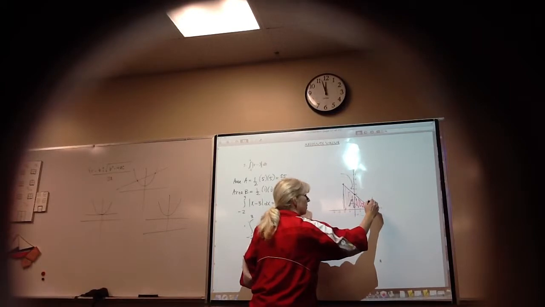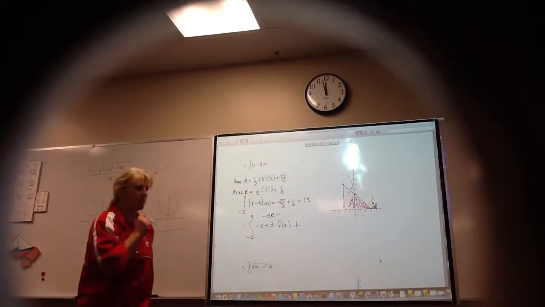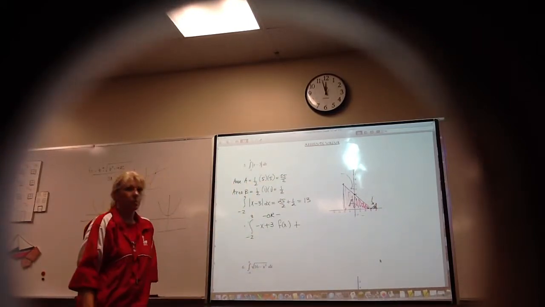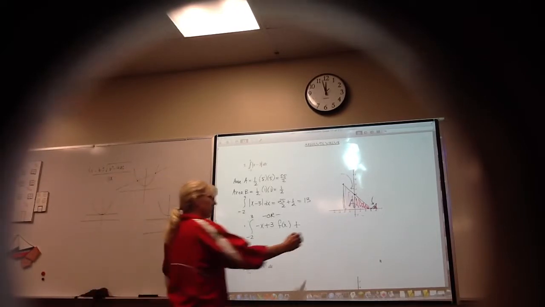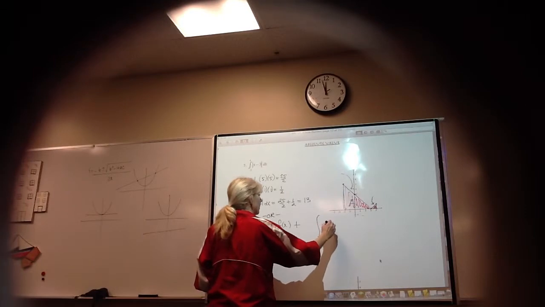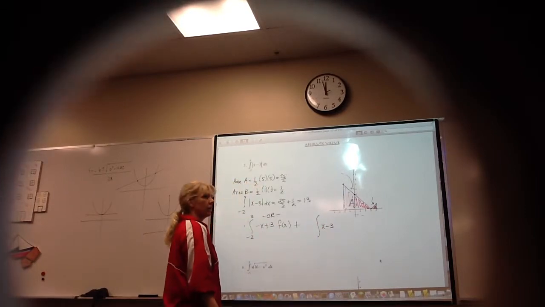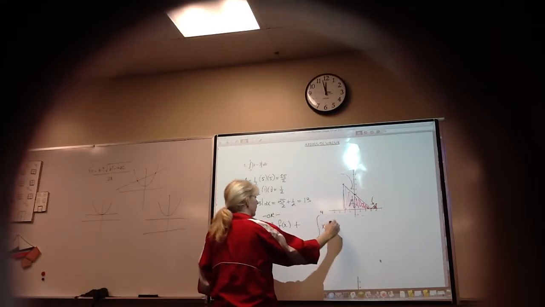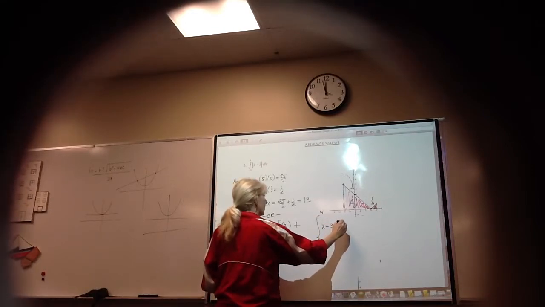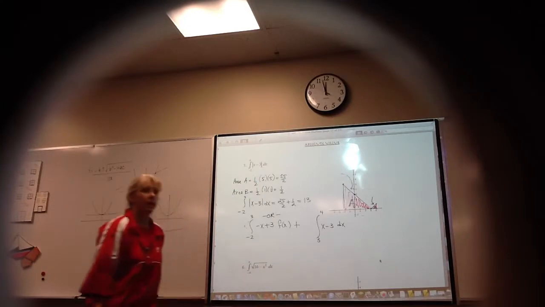over here, which can also be represented with a linear equation. Anybody know what that equation would be? x minus 3. And we're looking at the area from what to what in this case? 3 to 4, with respect to x. Should get the same answer, by the way.